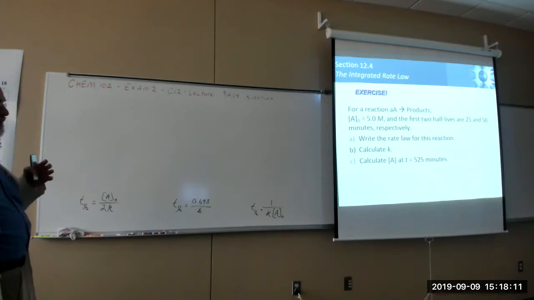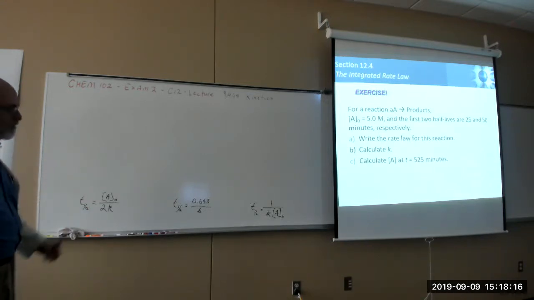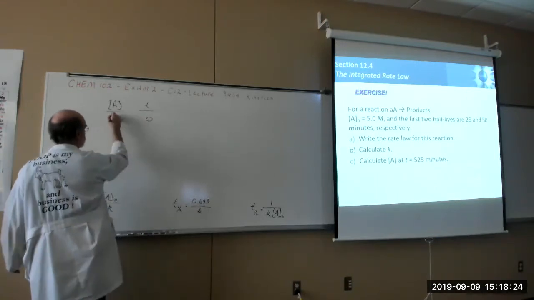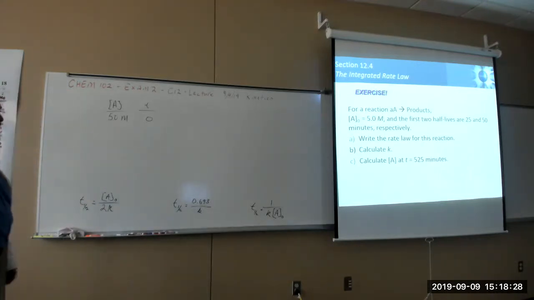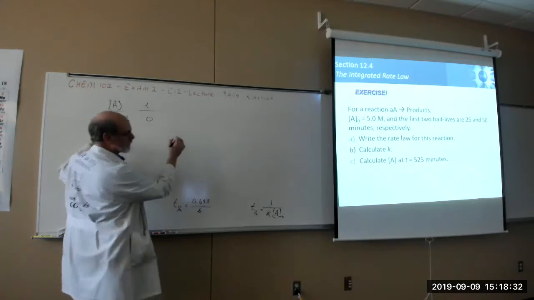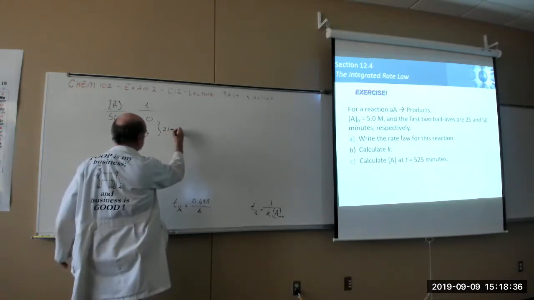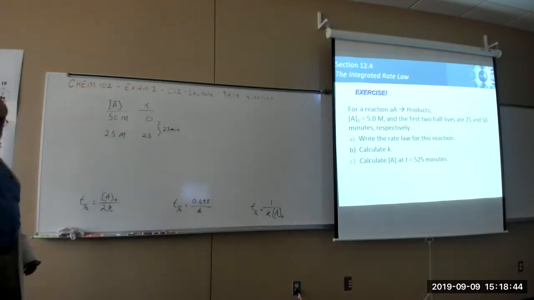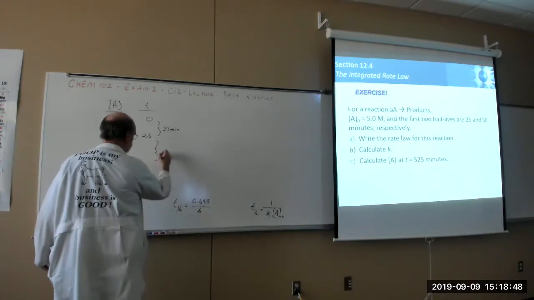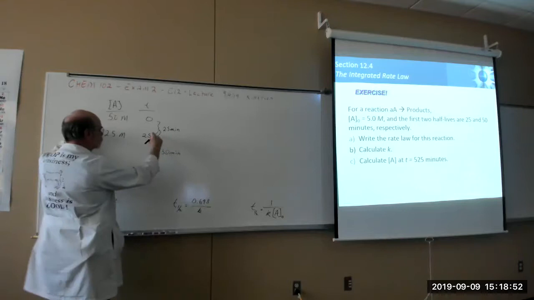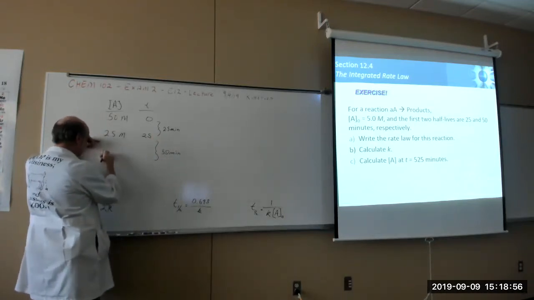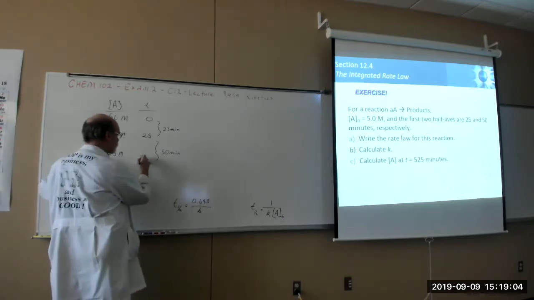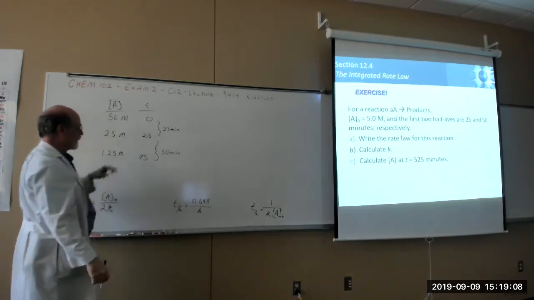For this problem, we are given that the initial concentration of A is 5 molar. So the concentration of A at time 0 is 5 molar. The first half-life takes 25 minutes. So that means after 25 minutes, the concentration is cut in half. Okay? The second half-life is 50 minutes. So after 50 minutes, with this as our new starting point, the concentration is half of that one. So it goes down from 2.5 to 1.25. But the time is 75 minutes, because 25 plus 50 is 75. So that's what our data set would look like.